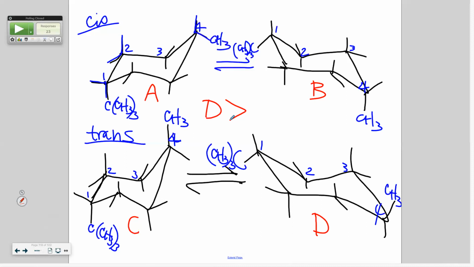Okay, so running into those 1,3 diaxial interactions is going to cost a whole lot more energy with the T-butyl group. The T-butyl group is going to do its utmost to avoid it. So A and B are not the same. Okay, B is more stable than A. And which one up here is the least stable?